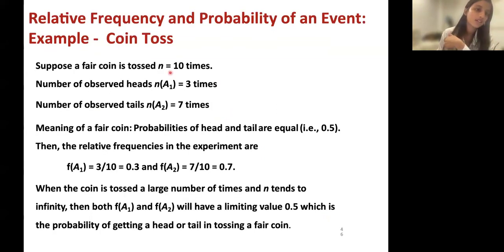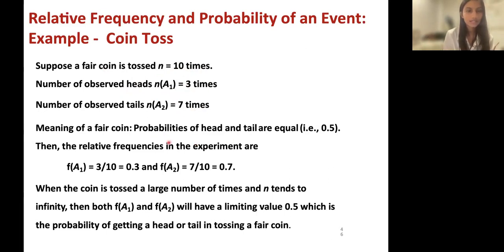Suppose a fair coin is tossed 10 times. What do we mean by a fair coin? A fair coin means that the coin is of proper shape. It's not tilted to one side so that it favors head more than tail. Both sides of the coin are straight, with no bumps. So that's a fair coin. A fair coin is tossed 10 times. The number of heads observed is 3 and the number of tails observed is 7. These are the absolute frequencies for head and tail.